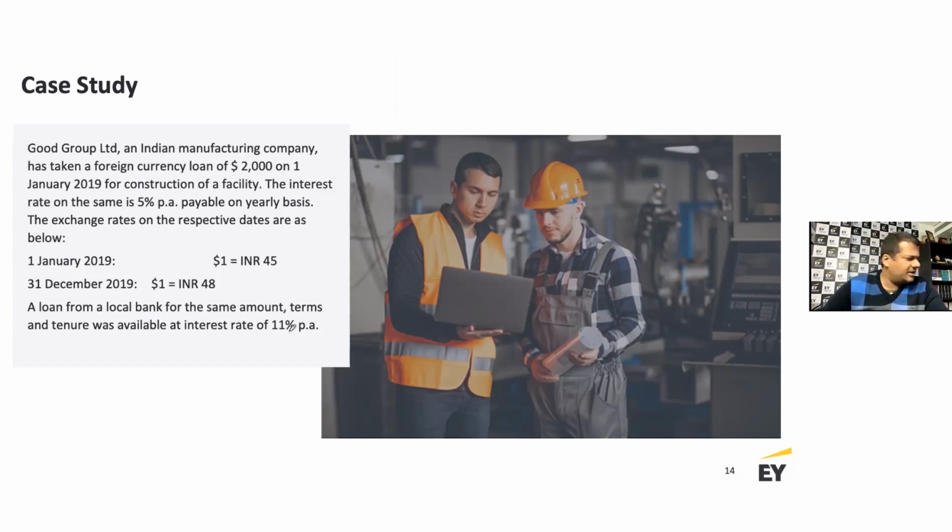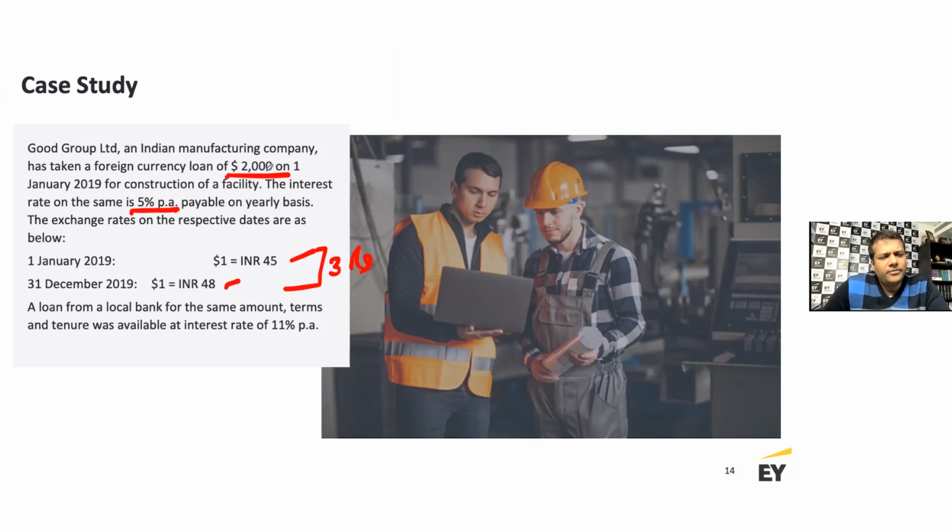1st January 2019, $1 equals INR 45. 31st of December 2019, $1 equals INR 48. That means there is a depreciation by 3 rupees. All right, and how much is the interest rate I'm paying? The interest rate I'm paying is 5% per annum, and the money I've borrowed is $2,000.